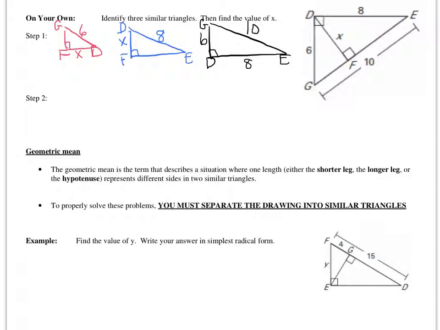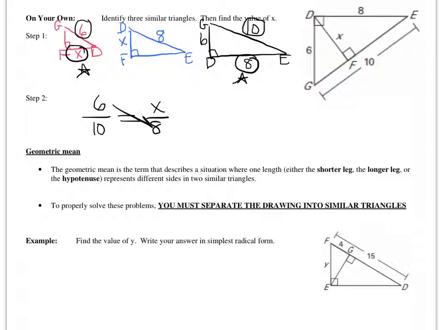So step 2, find the value of X. We could really use this big triangle with either of the 2 smaller ones. So I'm just going to use it with the smallest one. So I'll write my proportions. I've got 6 and 10 that go together. So I've got 6 over 10 equals, and I've got X and 8 that go together. So I'll have X over 8.